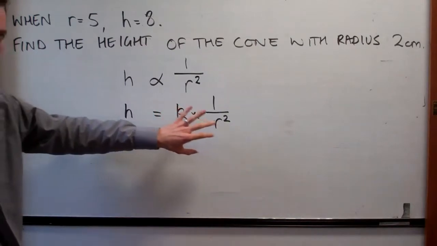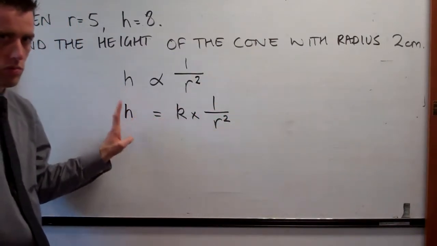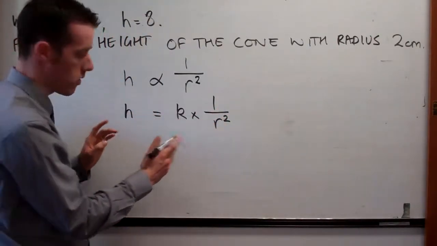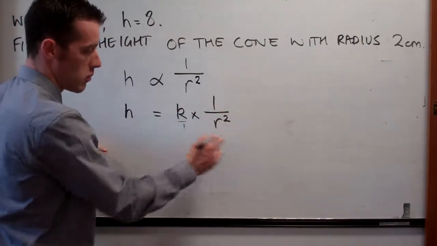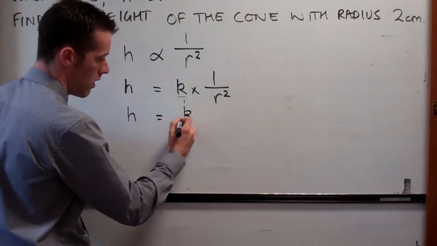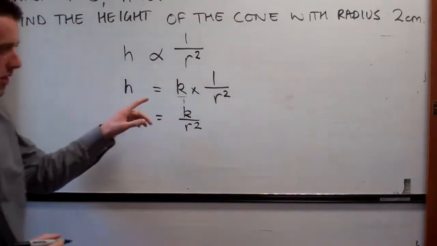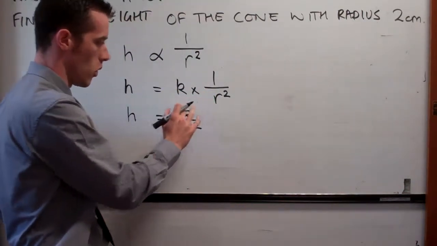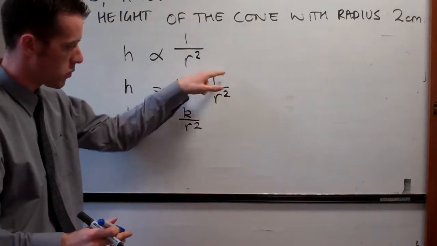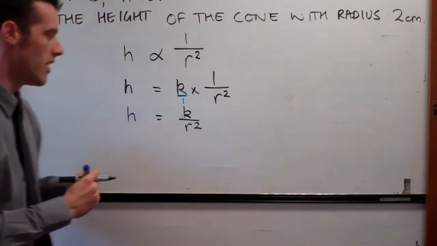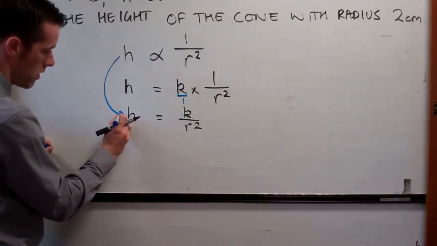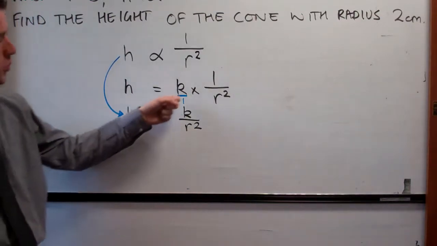Technically that's what we're going to do, but we can make it a little simpler by multiplying these two fractions together. Remember, if we're multiplying k over 1 times 1 over r squared, we're going to end up with h equals k over r squared. We multiply straight across, so k times 1 is k, 1 times r squared is r squared, and very often you can just jump straight to this line here. So we've got h equals k over r squared.